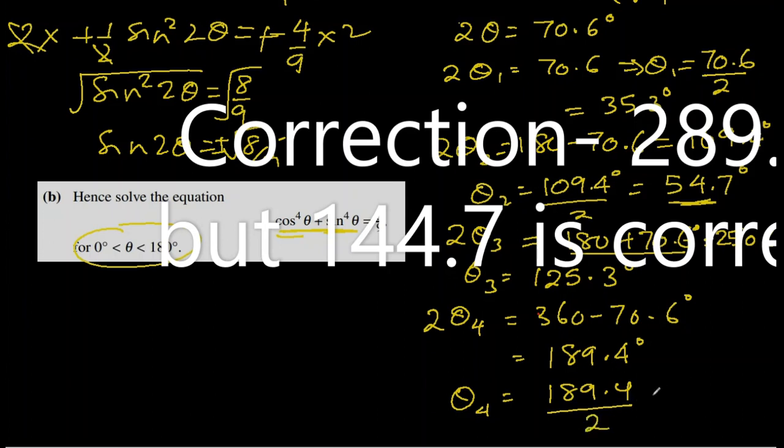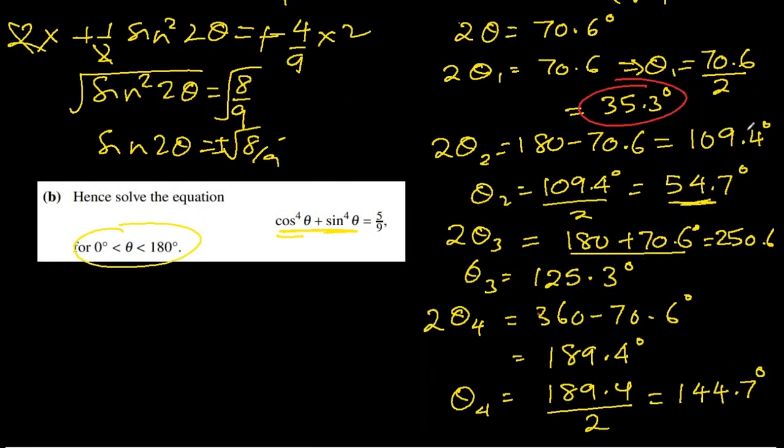189.4 divided by 2, and that will be 144.7 degrees. So we got four answers. First answer was this, second 54.7, third 125.3, and fourth 144.7. These are the four answers of the given equation.